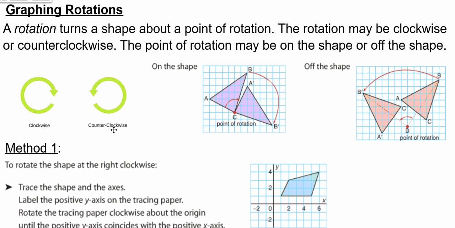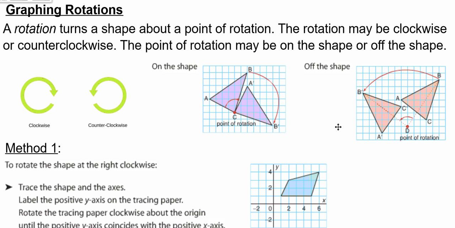So the point of rotation may be on the shape or off the shape. I have an example of each here. Here we have used this point on this corner of our triangle to rotate. And in this situation, our point of rotation is actually outside of our shape and we have moved it.